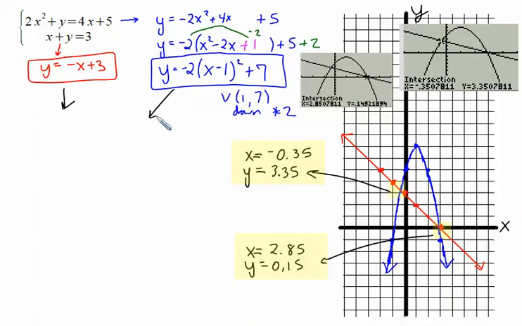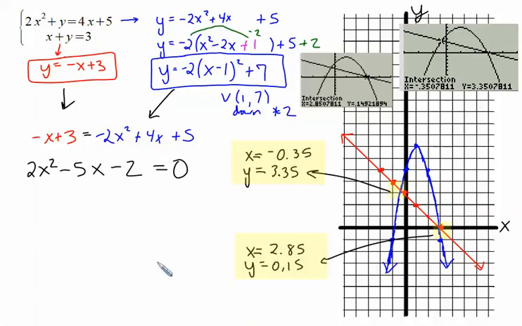We'll go to the forms where we've got the y by itself on one side, and we're going to set those two forms equal to each other. So negative x plus 3 is equal to, now I'm going to use the original up here, negative 2x squared plus 4x plus 5. It's just easier to work with at this stage of the game. Again, I like the x squared to be positive, so let's build the 0 on the right and get everything else over on the left. Be careful on combining those like terms.